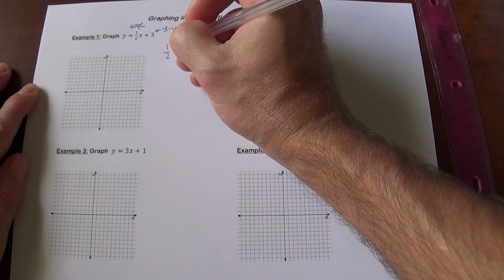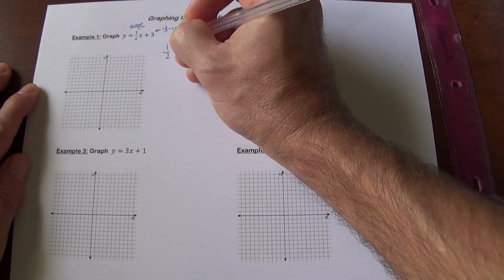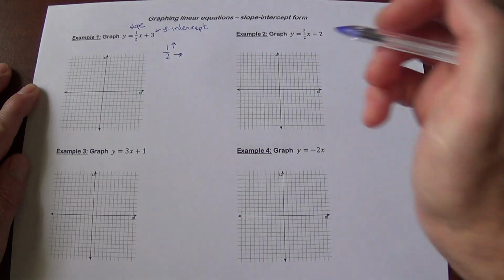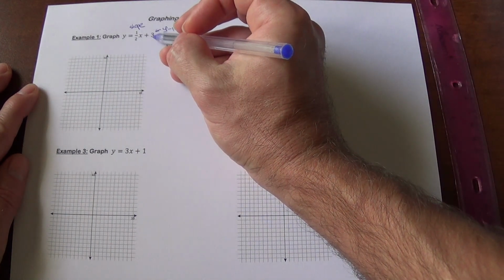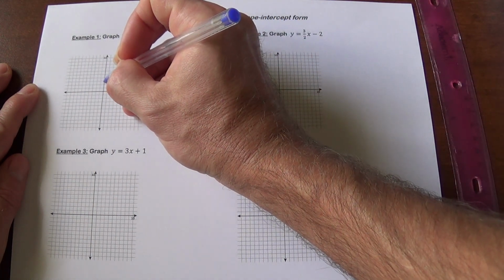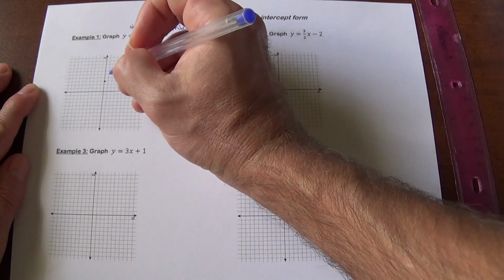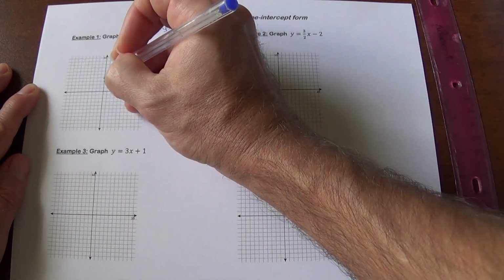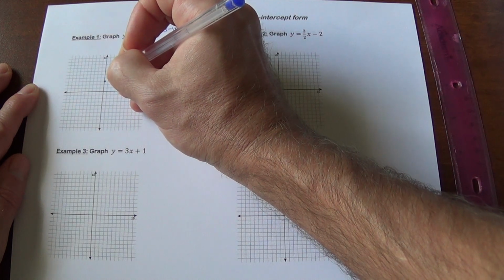The easiest way to view that is 1 unit up and 2 units to the right. But the first thing we need to do is use the y-intercept, which is 3. So on the y-axis, positive 3 is here. And then from that point, you're going to go 1 up, 2 to the right.